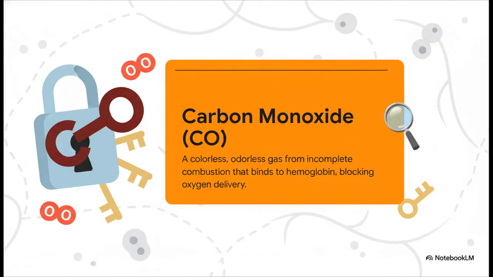Let's kick things off with a really important one: carbon monoxide. The best way to picture what it does is to think of a key that fits into a lock, but it's the wrong key, so it gets stuck. In your blood, hemoglobin is the lock that carries oxygen, while carbon monoxide is that wrong key. It slides right in and jams the lock, which means oxygen can't get delivered to your cells. That's why it's so incredibly dangerous.